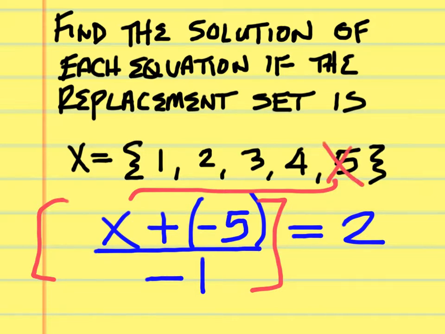What about 4? If I put a 4 in, 4 plus a negative 5 is negative 1. Divided by negative 1 is not 2, so that doesn't work. If I put a 3 in, 3 plus a negative 5 is negative 2. Negative 2 divided by negative 1 is a positive 2, so the answer is 3.